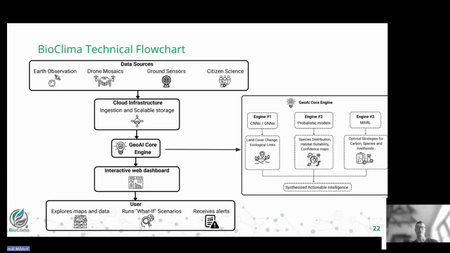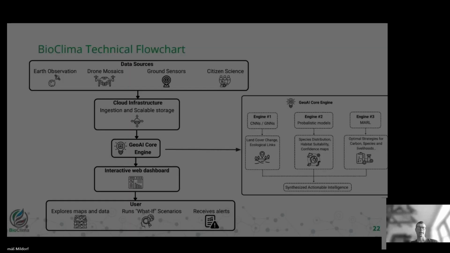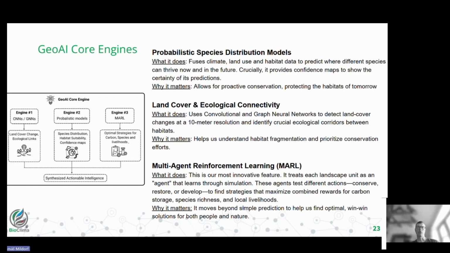This is mainly from work package 3, where we are developing the technical solutions, the AI engines. They have 3 basic parts, which you can see on the right-hand side. I will again not go into the details, but this is just an overview. How do we go from the data sources to some decision making? And here more on the core engines, the three of them, so the probabilistic species distribution models, land cover and ecological connectivity, and the multi-agent reinforcement learning.